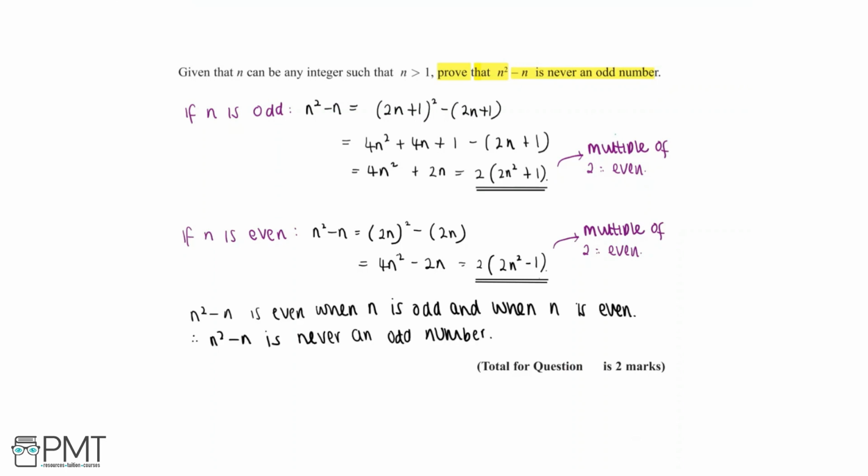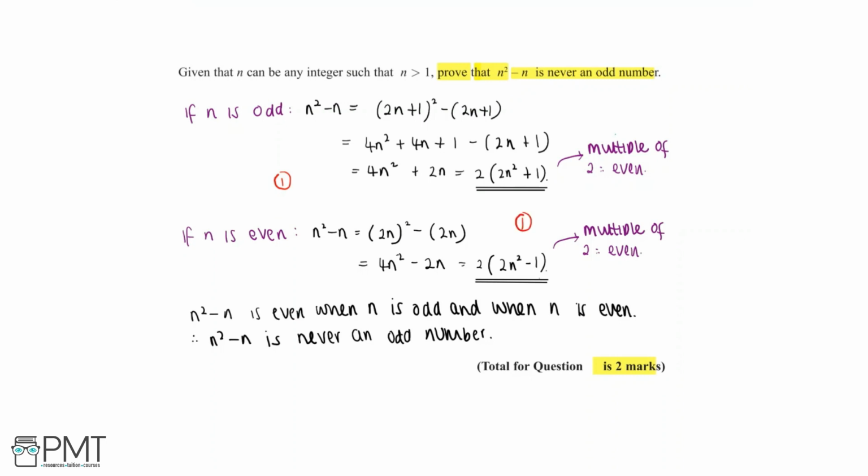Now this question is worth 2 marks. We get 1 mark for finding the value of n squared minus n when n is odd and when n is even. And then we get the 2nd mark for factorising the expressions that we get. And so when n is odd, when we factorise the 2 out, we find that n squared minus n is 2 multiplied by (2n squared plus 1). And if n is even, when we factorise the 2 out, we'll find that n squared minus n is equal to 2 multiplied by (2n squared minus 1).